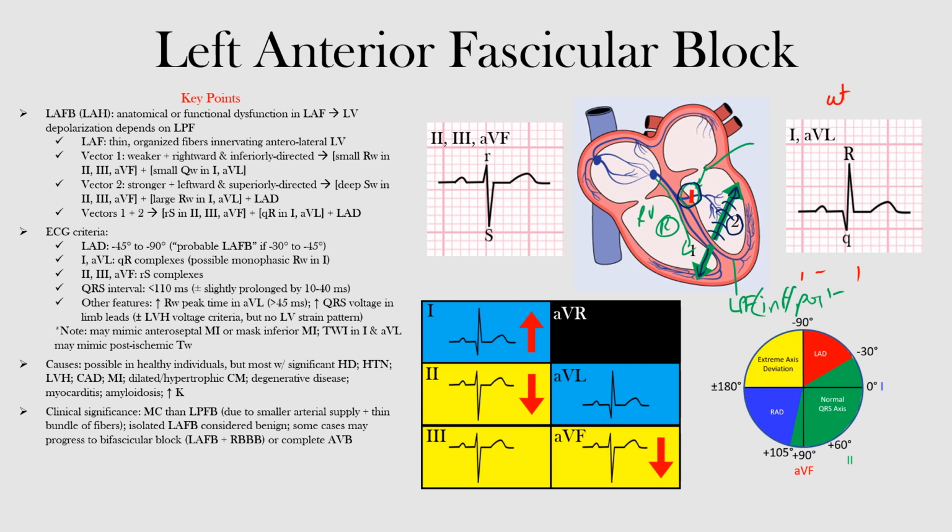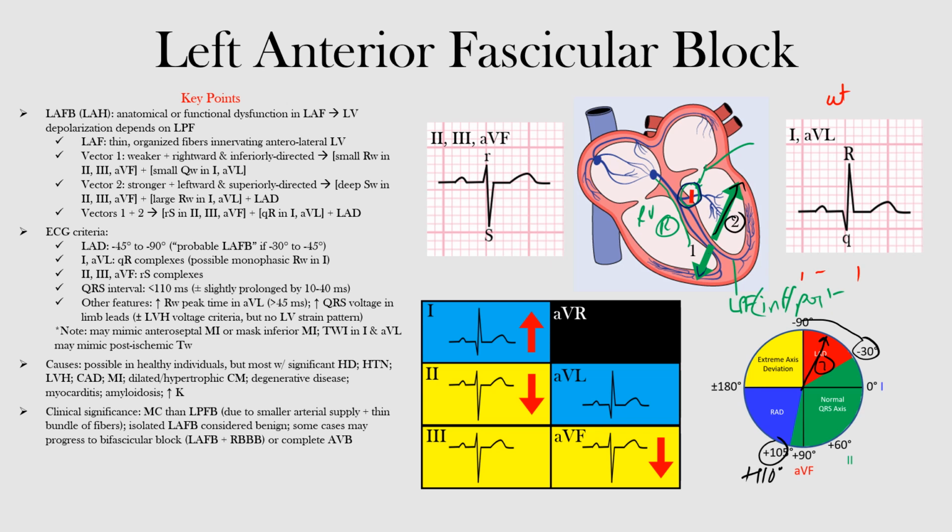So again, that second arrow, the second vector, let's just erase that here. The second vector here, number 2, heading in this direction is going in the leftward and superior direction. So that's going to be in the left axis deviation quadrant, okay? So remember, normal axis lies between -30 and +105, or sometimes +110 degrees. That's normal axis. In this case, because we're directed leftward and superiorly, we're going to be in this region. That's where that second vector is heading, and that's the left axis deviation region.